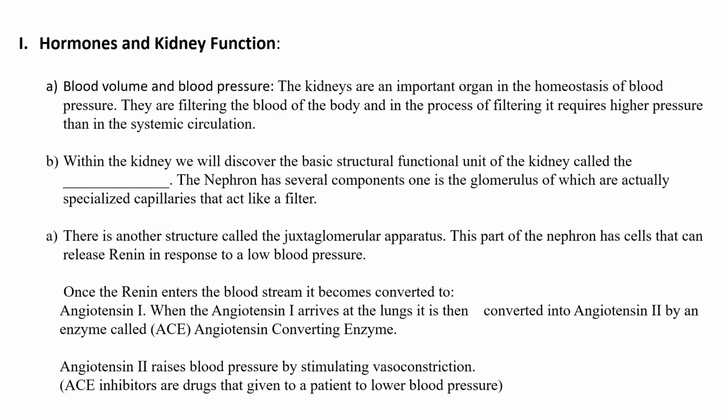And understanding the function. So the hormones in the kidney, the blood volume and blood pressure are key. The kidneys are an important organ in the homeostasis of blood pressure. They are filtering the blood of the body, and in the process of filtering it, it requires higher pressure than the systemic pressure. So there are structures there to ensure that you have a higher pressure coming into the filtering system. And within the kidney, we discover the basic structural functional unit of the kidney.